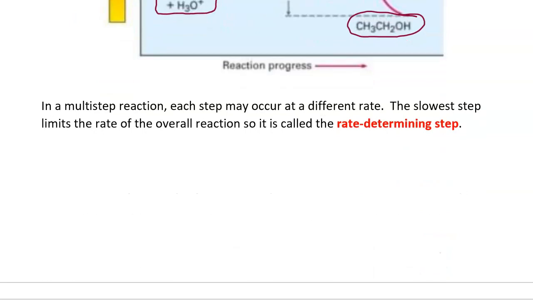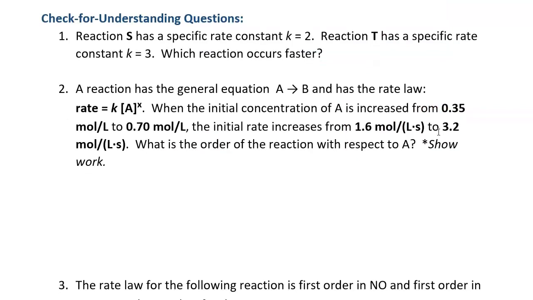In a multi-step reaction, each step may occur at a different rate. The slowest step in the entire reaction is called the rate determining step. Here are some check for understanding questions. I'll pause the video for you to work on these, and then we'll take a look at the answers.